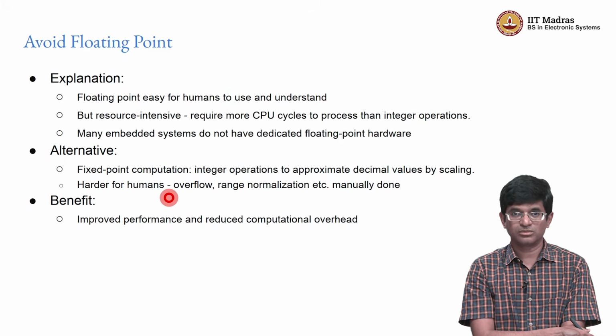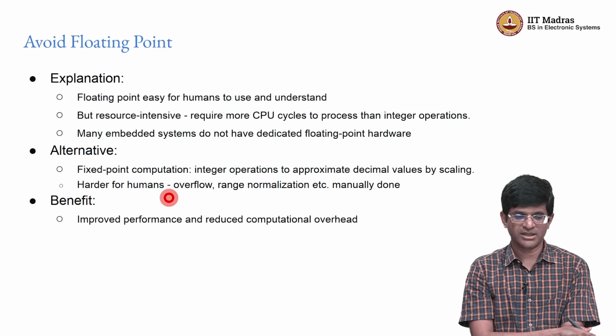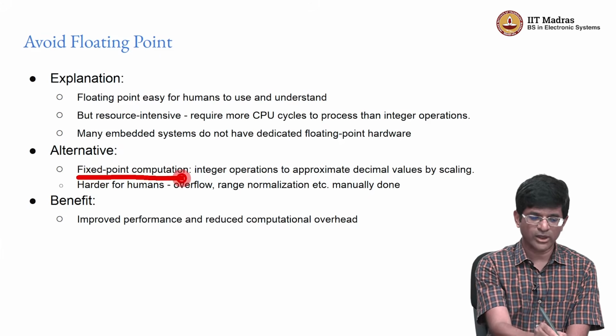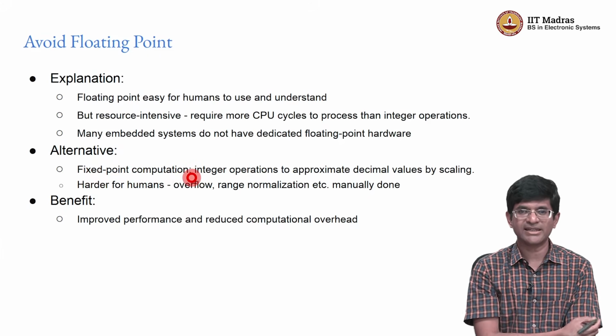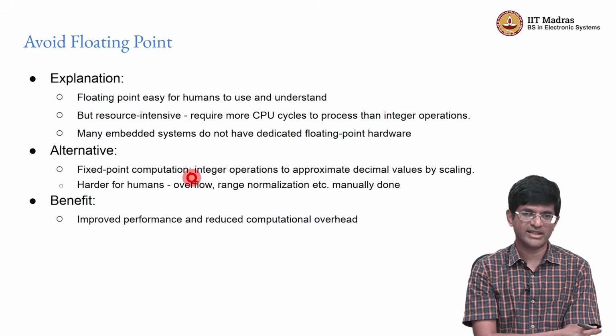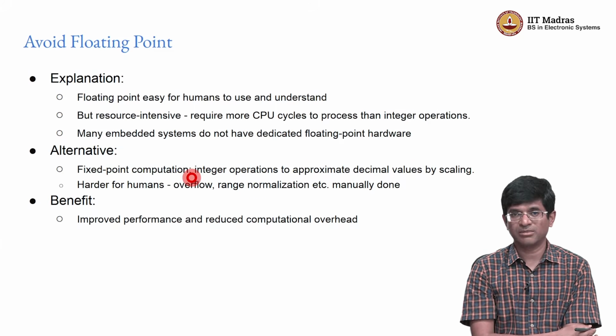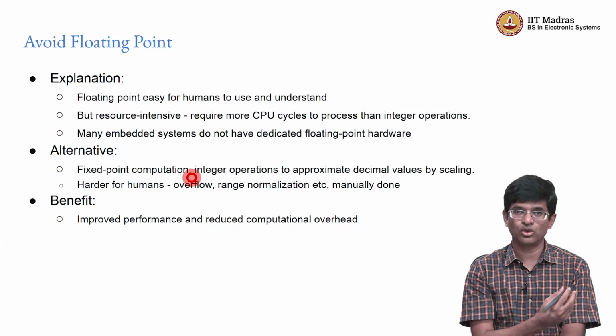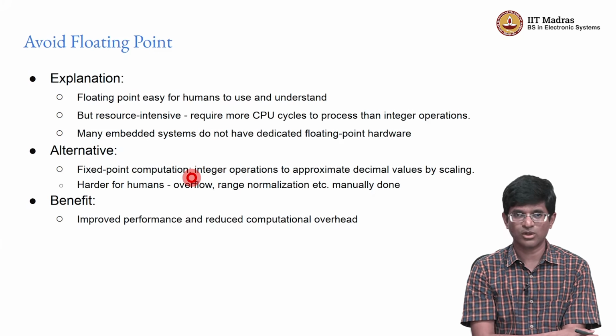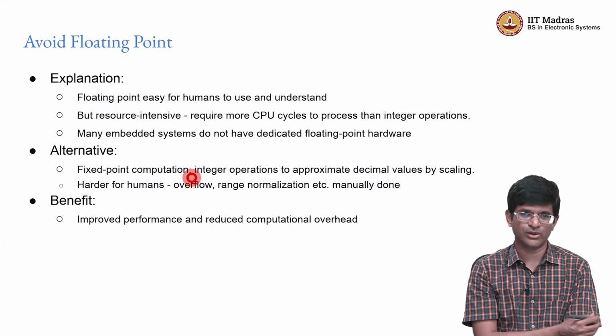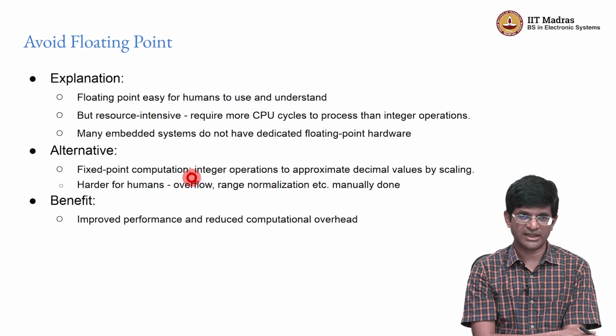So if you do have a scenario where you are working with numerical computations, try and use what are called fixed point computations. These are essentially integers which have been approximated to decimal values by using some kind of a scaling factor, right? They are harder for humans to understand because there are issues with overflow, underflow, normalizing the range and so on that are not very obvious and easy to use with fixed point. But the payoff can be very useful, especially when you consider the speed of the code that you finally get.